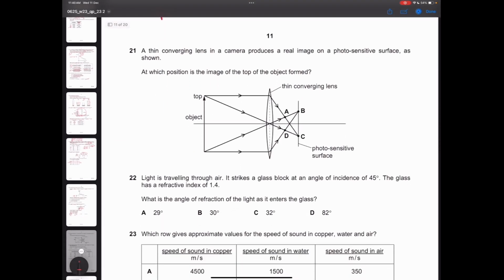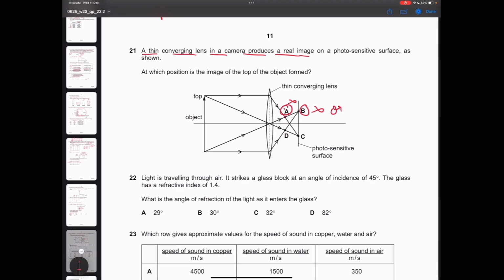A thin converging lens in a camera produces a real image. Real image is inverted, right? So it should be upside down. A and B are out already. This is an erect image. If A and B are forming the image, then it is erect.